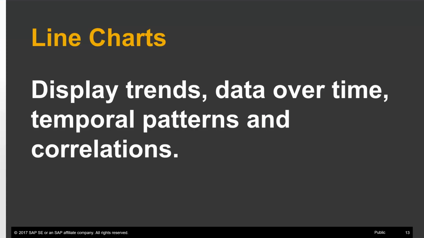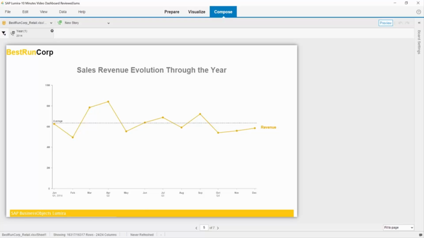Line charts. The line chart displays continuous data over a time period, such as days, months, quarters, years, and is usually used to show trends in the relationship between them. They can also show single or multiple series of data plotted in intervals. Let's have a look into the best practices.